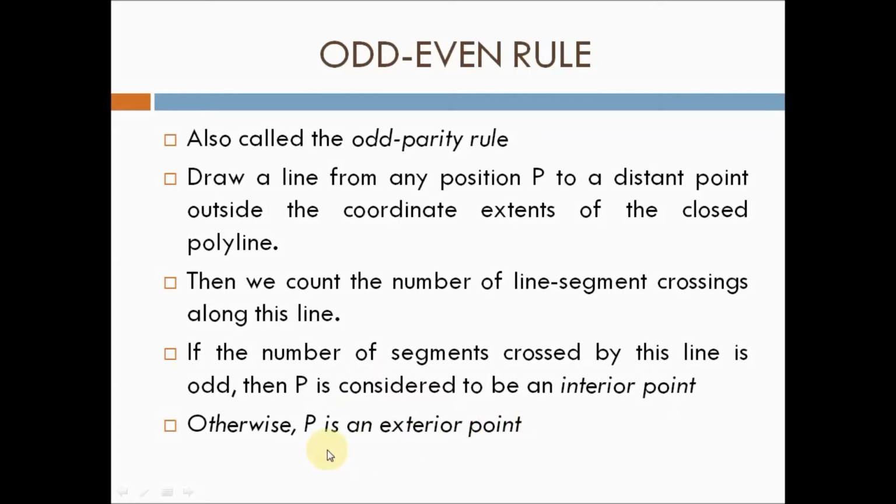So first step, we have to draw the line in such a way that it crosses the boundary of the polygon and reaches the outside of the polygon. Next we have to count the number of line segments, and if it is odd, then it is considered an interior region. If it is even, then it is considered an exterior region. Now I will explain these three steps using an example.